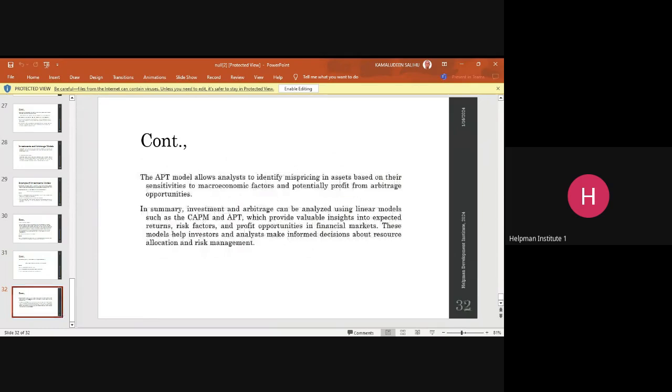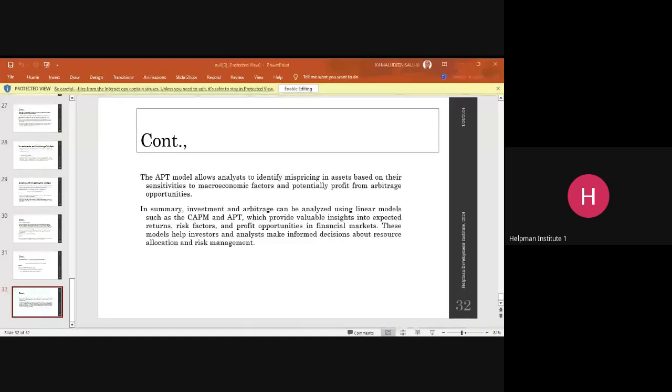So now the APT model allows the analyst to identify the mispricing in assets based on their sensitivities to macroeconomic factors, and potentially profit from the arbitrage opportunity. So in summary, investment and arbitrage can be analyzed using linear models such as CAPM and APT, which provide valuable insight into expected returns, risk factors, and profit opportunity in the financial market. This model helps investors and analysts make informed decisions about resource allocation and risk management.